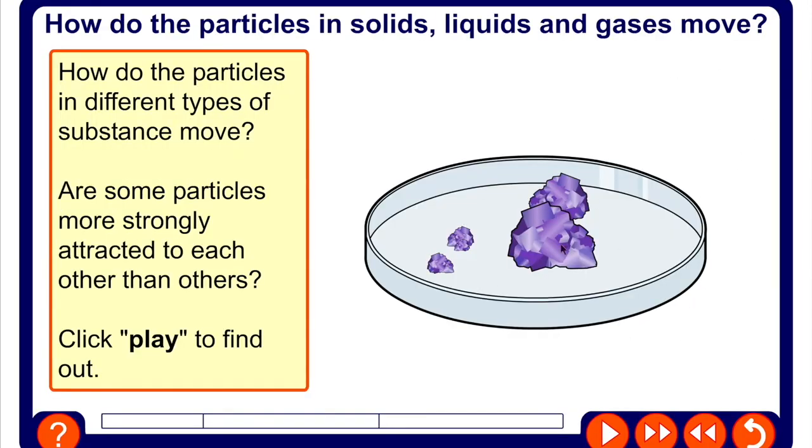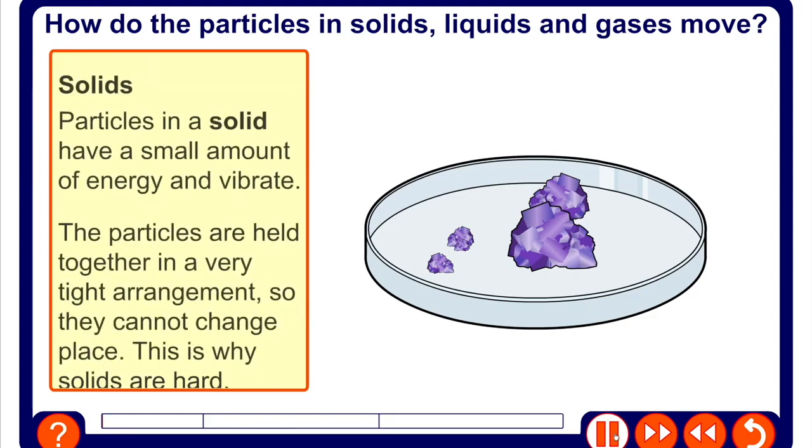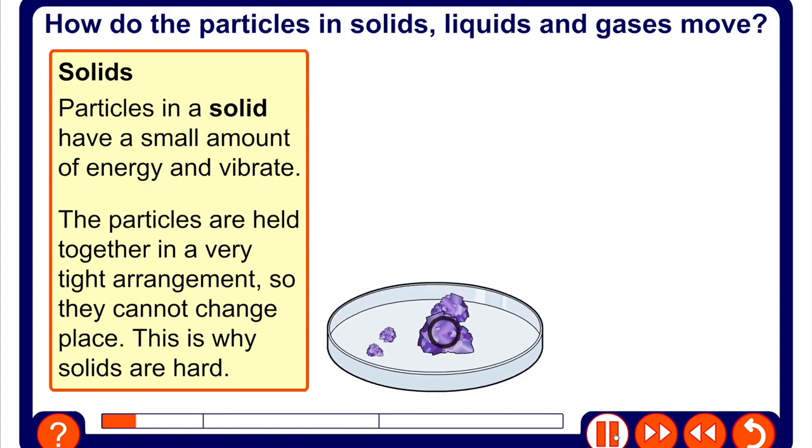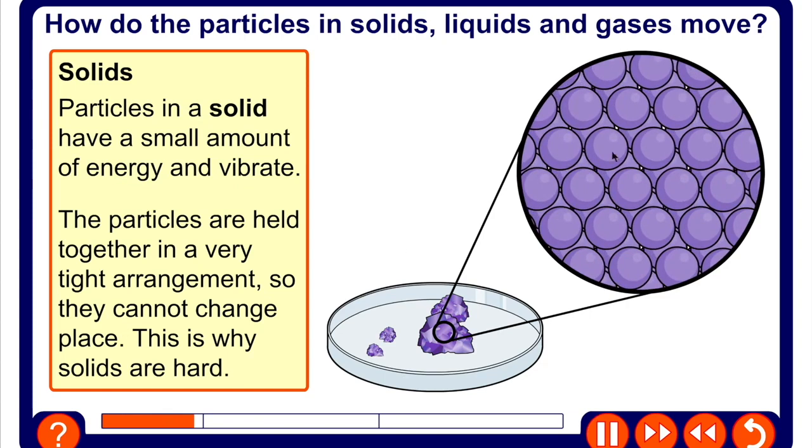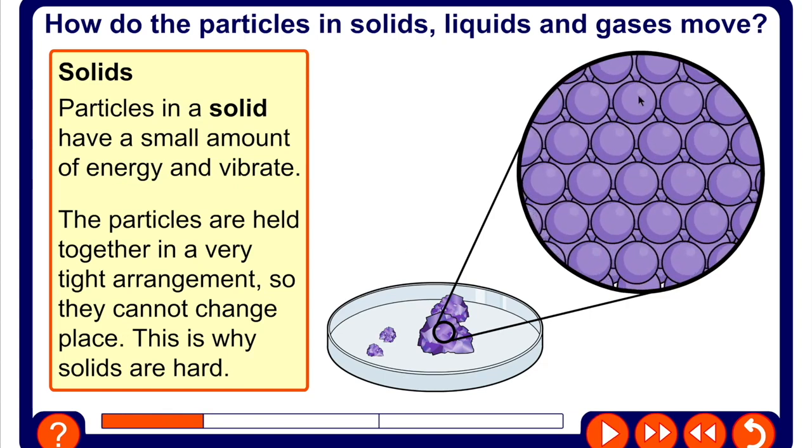So right here we've got a crystal. We're going to zoom in and see what is inside. So we're going to watch the particles of solids. Particles of solids are arranged in a regular pattern. If you look closely here, you'll see that the circles, which represent the particles, are in a regular arrangement. They are very closely packed. There isn't much space between those particles.